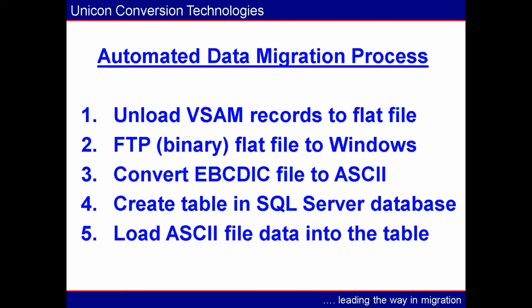The process of migrating the VSAM files to a SQL Server table is then a process of running 5 tasks, 2 on the IBM and 3 on Windows. On the IBM, the data in the VSAM file is unloaded to a flat file. The EBCDIC flat file is FTP'd in binary mode to Windows. On Windows, the EBCDIC to ASCII converter program is run to convert the EBCDIC data file to an ASCII data file. The create table script is run to create the new SQL Server table. The data loader program is run to load the data in the ASCII file into the new SQL Server table.